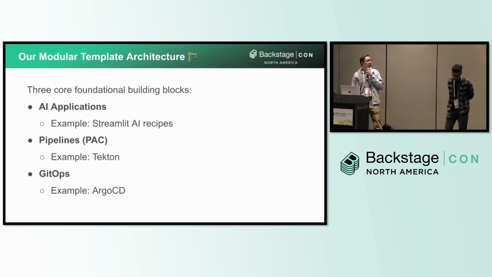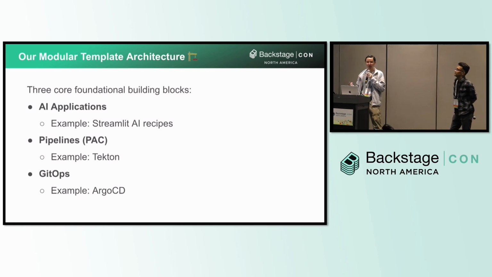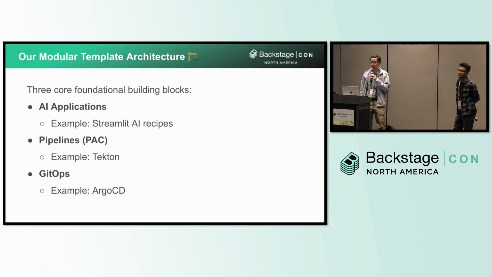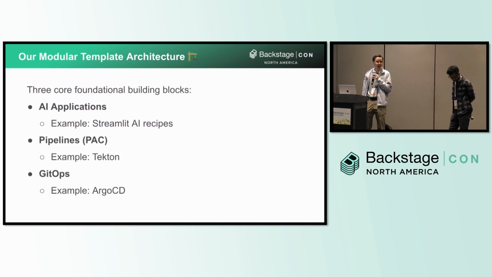So let's talk about the template architecture itself. When we take a look at different setups, we find there are three main core building blocks that AI applications have. The first one is, of course, your AI application itself. It's the application that you're developing. We use Streamlit as the front end for our different AI use cases, and we also use some applications from Podman AI recipes as well.